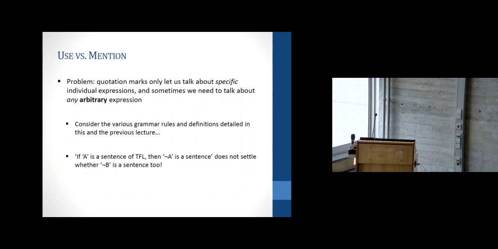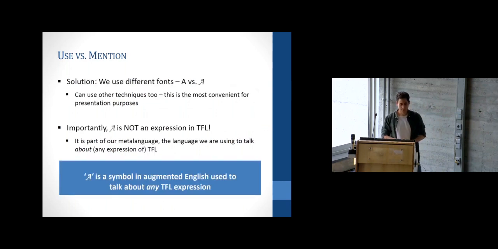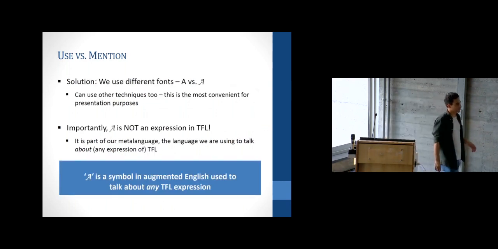So for another rule, if A is a sentence of TFL, then not A is a sentence. But what if you have not B? What about that? This is not an arbitrary sentence. This is a sentence of the object language. Okay. The way we resolve all these linguistic conundrums is that we are just going to use the italic font in this course.